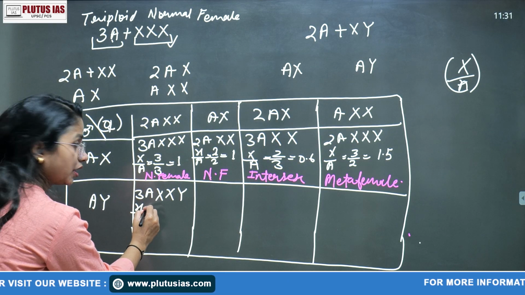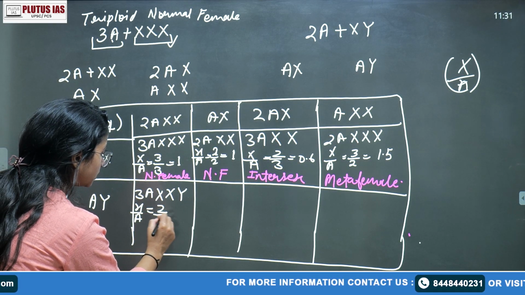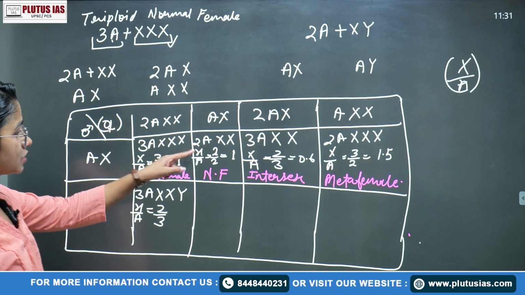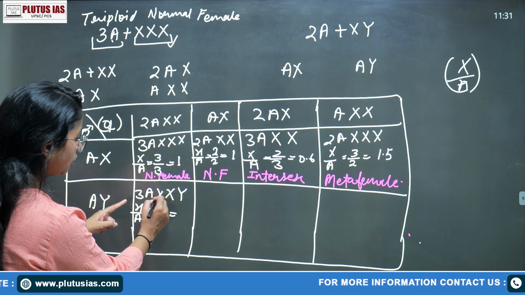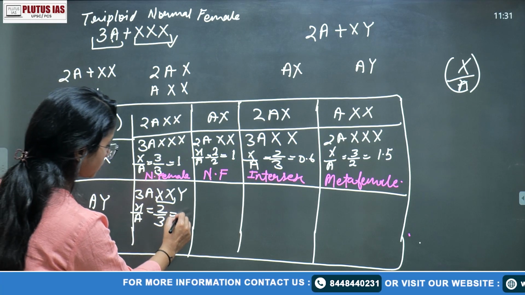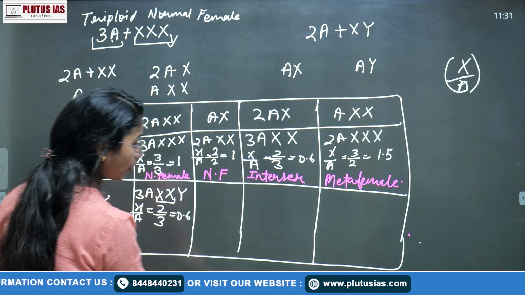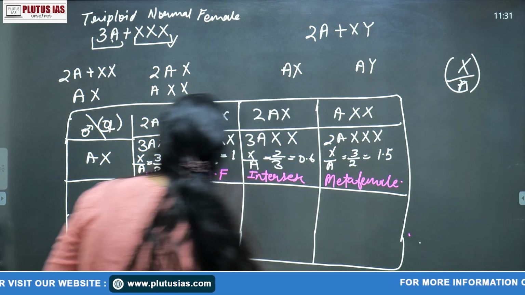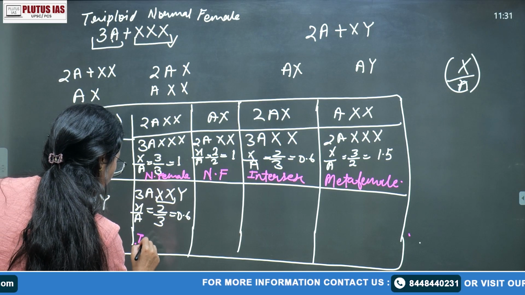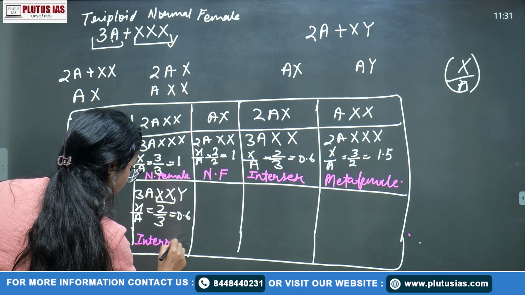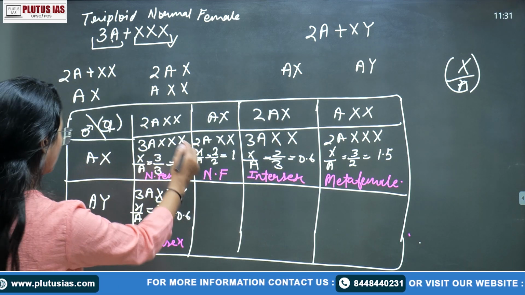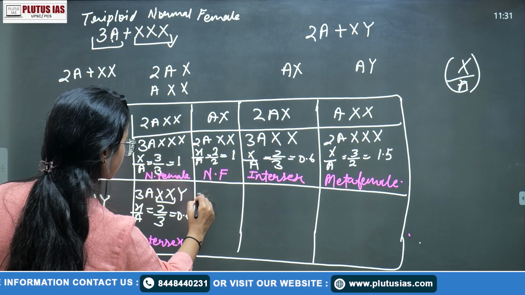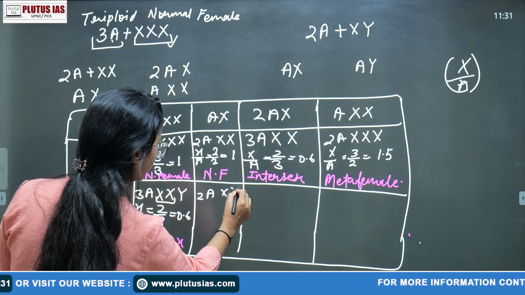So here the X upon A ratio will be 2:3, right? We are not counting the Y chromosome. 2 because of this, and 3. So this will be 0.6. So 0.6 will be intersex. Okay, chalo. Then here 2A, because A is here, and X and Y.